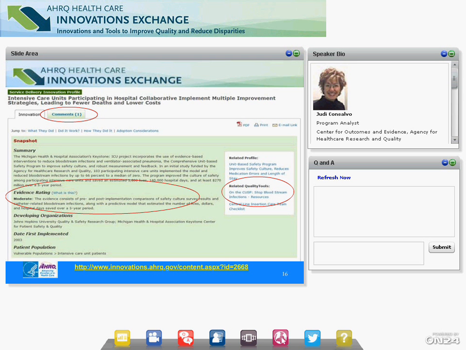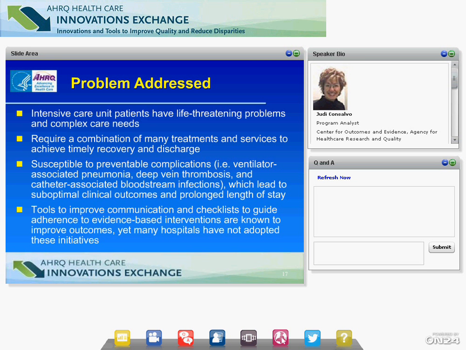Let's look a little more closely at the sections of the profile. Returning to the profile titled Intensive Care Unit Participating in Hospital Collaborative Implement Multiple Improvement Strategies Leading to Fewer Deaths and Lower Costs. After the snapshot, the profile is organized into essential headings. The problem addressed. This is an executive summary of the problem. This is your pitch for buy-in. If you have this clinical problem, these statements will help you hook the attention of management and articulate very clearly where the evidence is pointing to the extent of the problem.